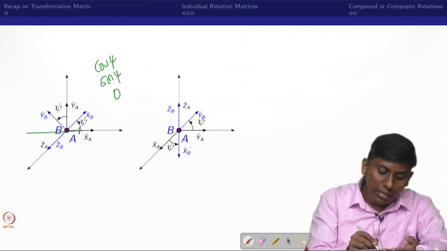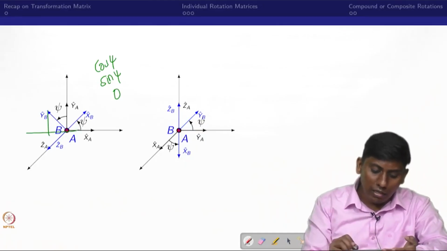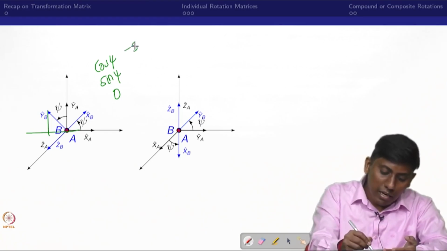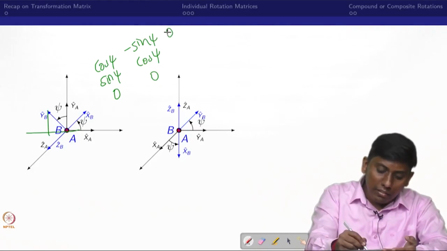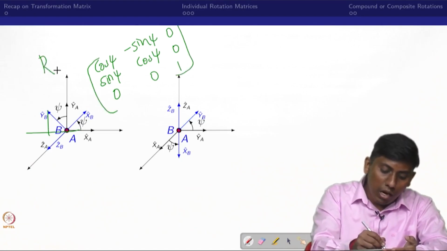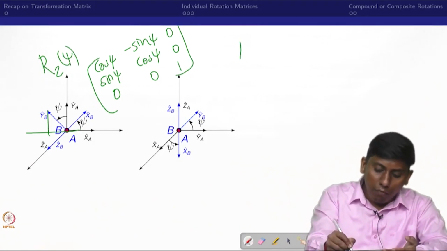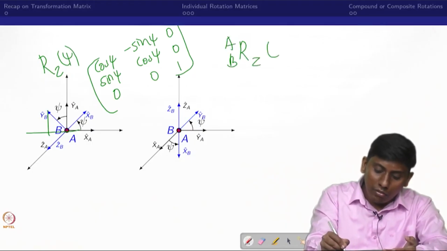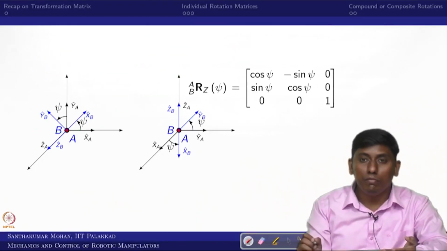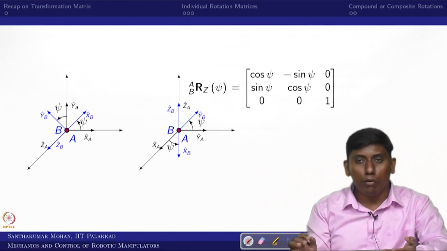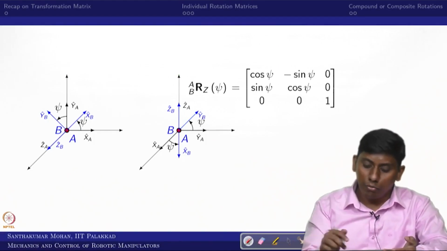Similarly, if you project YB, that would be minus sin phi, since it is on the other side, and this would be cos phi, and this is 0. ZB cap projected on X and Y would be 0, but in Z it would be 1. So this is equivalent to RZ of phi, right? Now if I use the rotation matrix of B with respect to A, this is the final matrix. This is what we obtained, and it is going to be useful for the composite or compound rotation, so that's why we have done this.